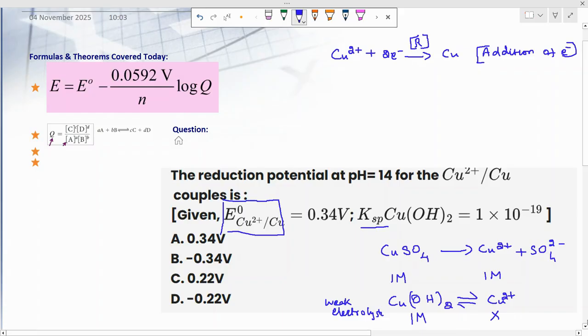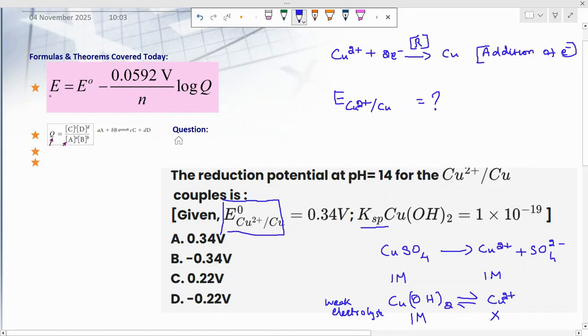What they are asking is the reduction potential for the Cu2+/Cu couple. You may think, ma'am, here they have given the reduction potential, so why are they asking the same? But the given reduction potential is at standard condition, that is 1 molar, 298 Kelvin, and 1 atmospheric pressure. The thing they have asked here is the reduction potential at pH equal to 14 for Cu2+/Cu. They are asking the EMF of the half cell at any condition, not a standard condition. At the given condition, they may maintain some other concentration.